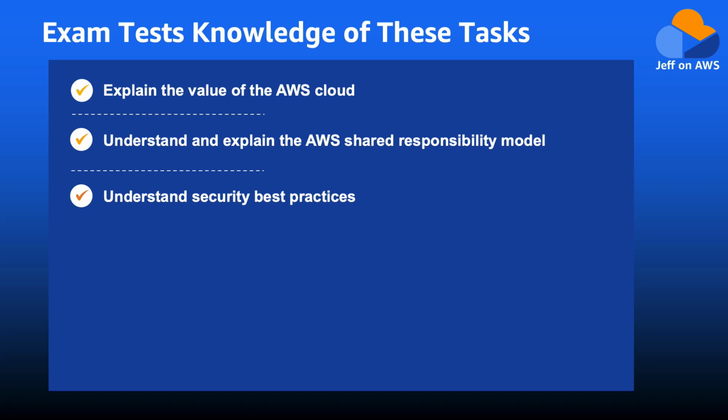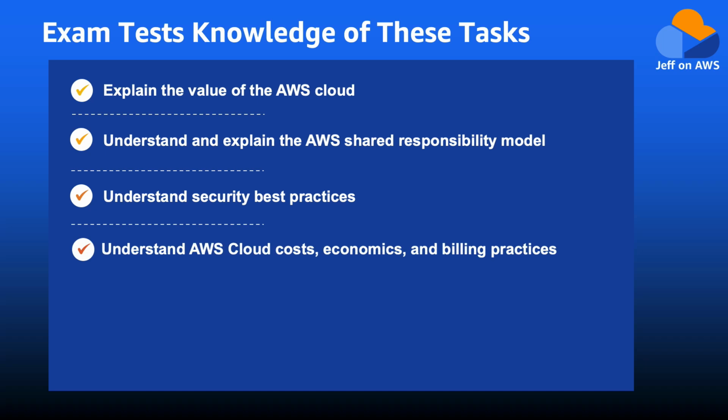So the best way to do that is to truly understand security best practices. So as you start using the cloud, you are building those best practices into your AWS environments. Next, you need to understand how the AWS cloud is going to bill you. What are the costs associated? How do those economics compare to running infrastructure on-prem or in a co-located data center?